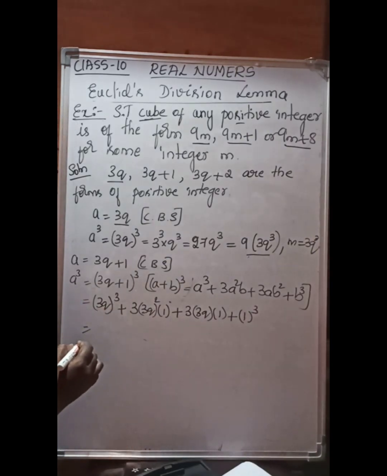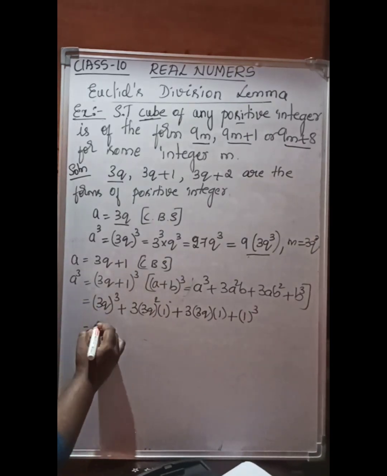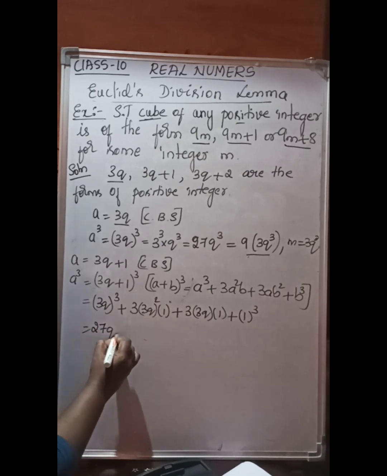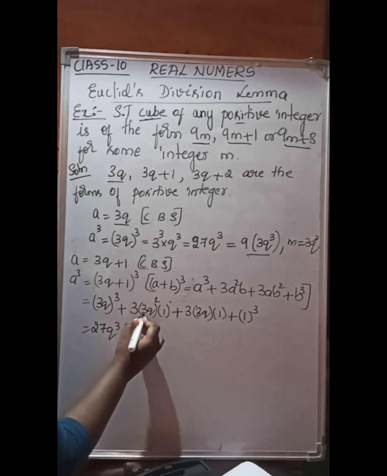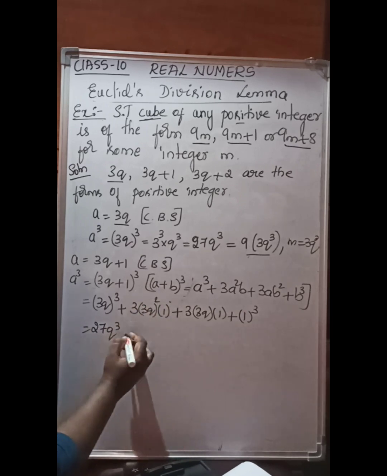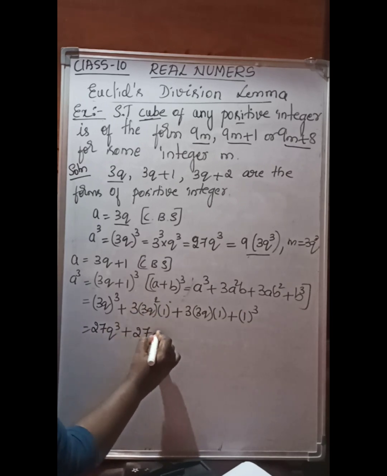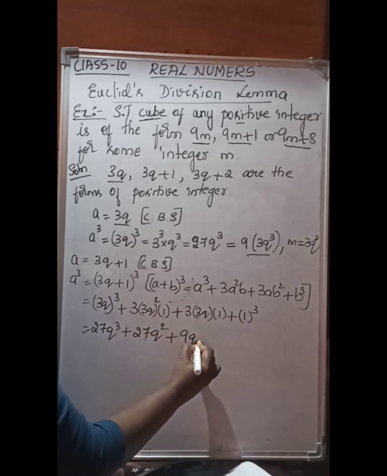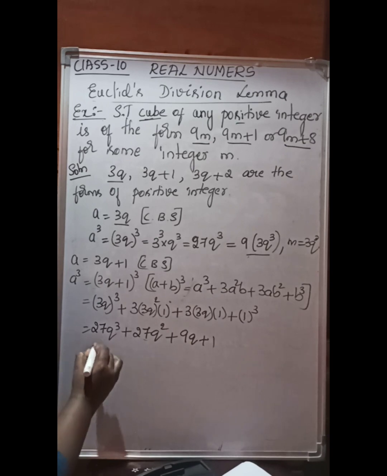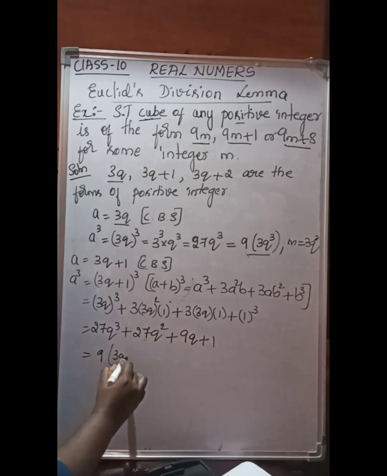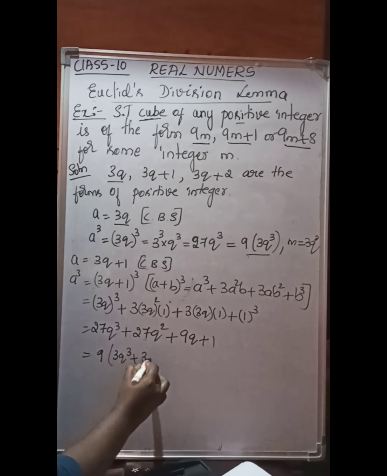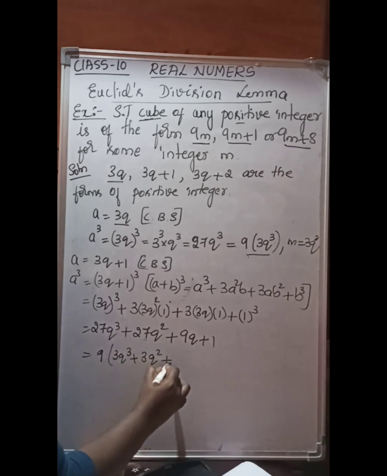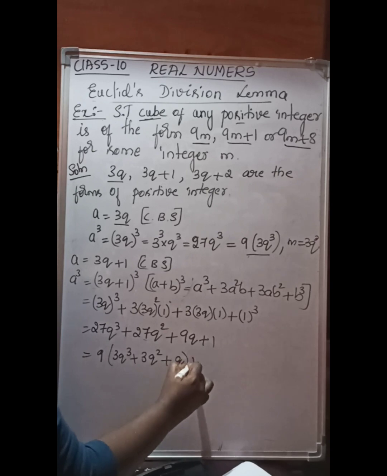Now split this cube: 3 3s are 9, 9 3s are 27, so 27q cube I can write. Here 3 3s are 9, then 9 into 3 is 27, 27q square plus here 3 3s are 9q plus 1. Now here you can take 9 as common. So 9 3s are 27, again 9 3s are 27, 9 1s are 9, plus 1.